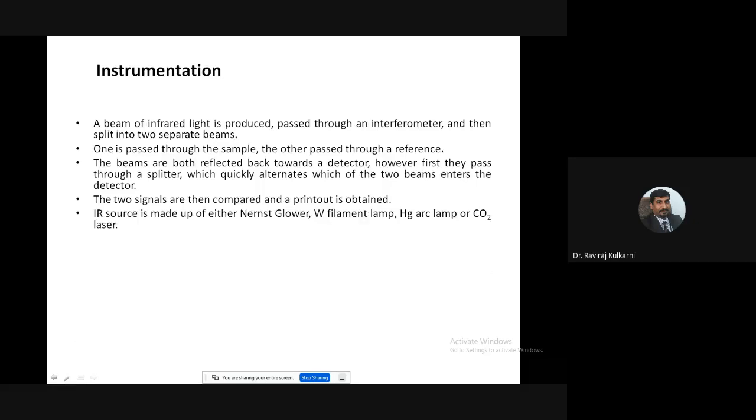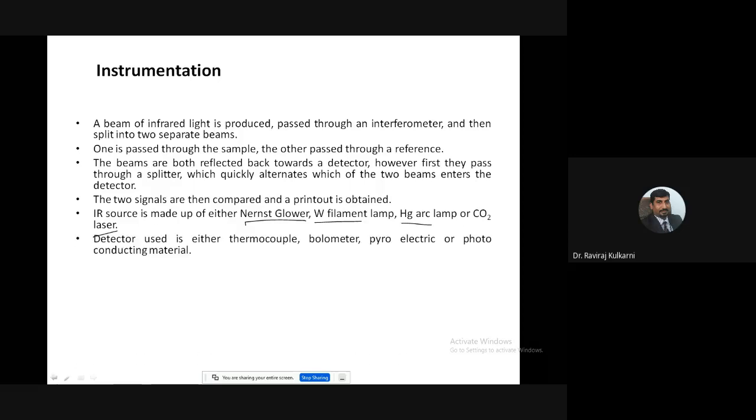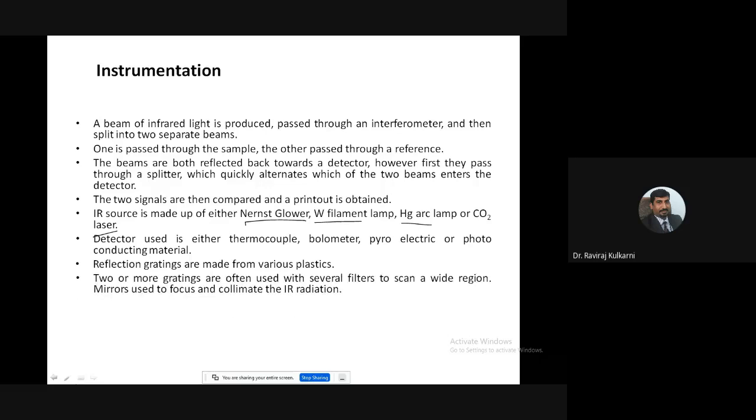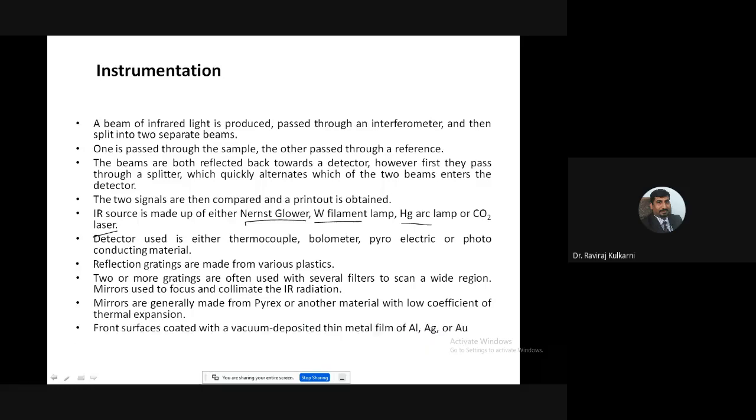The IR source is usually a Nernst glower, tungsten filament lamp, or mercury lamp; carbon dioxide lasers can be used. Detectors used are thermocouples, bolometers, pyroelectric and photoconducting materials. Reflection gratings are made from various plastics, and two or more gratings are often used with several filters to scan a wide range. Mirrors are used to focus the collimated infrared light. Mirrors are generally made of Pyrex or another material with a low coefficient of thermal expansion, and the front surface is coated with metals, giving high reflective coatings.